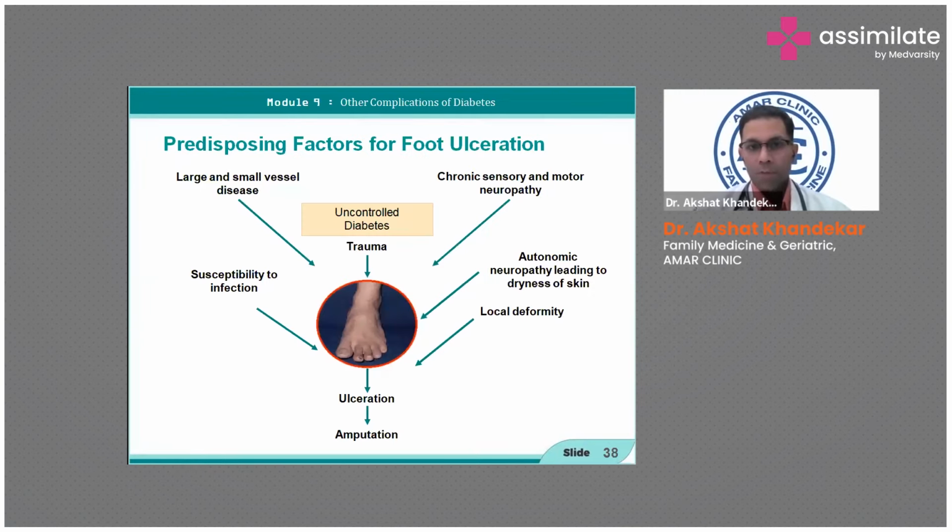So the predisposing factors for the foot are large and small vessel disease, chronic sensory and motor neuropathy, and uncontrolled diabetes. Of course, it accelerates susceptibility to infection because of low immunity, and autonomic neuropathy, which sets in because of the accumulation of AGE, advanced glycation end products, leading to dryness of skin and local deformity.